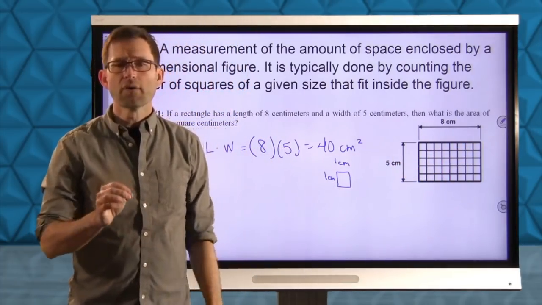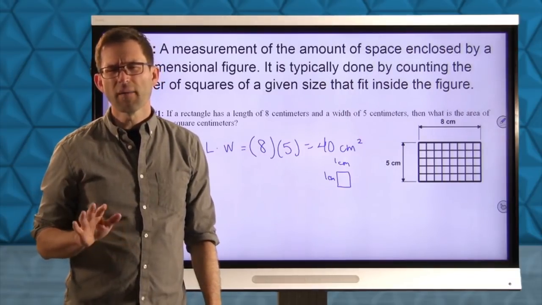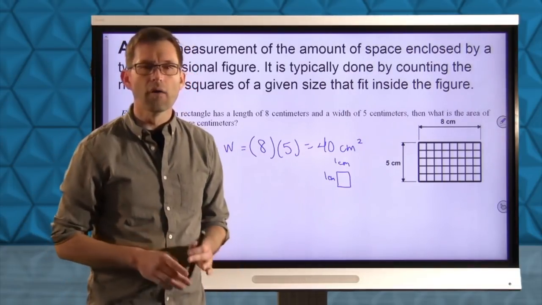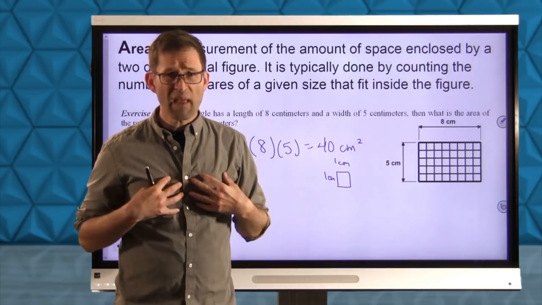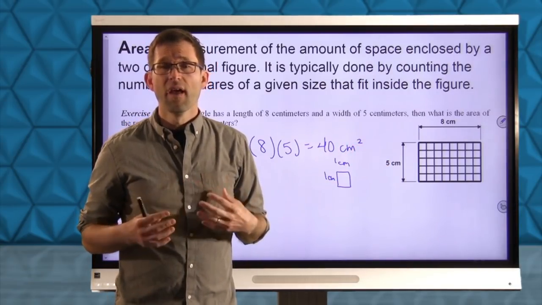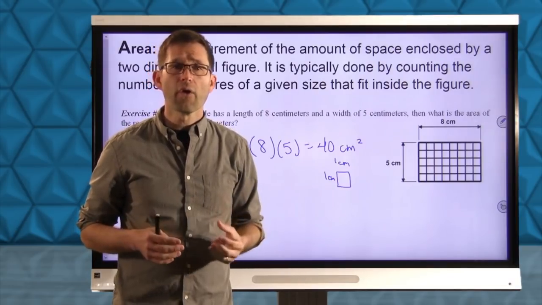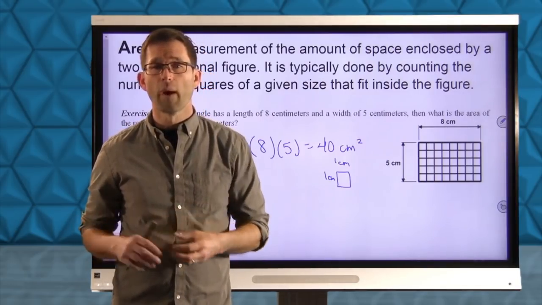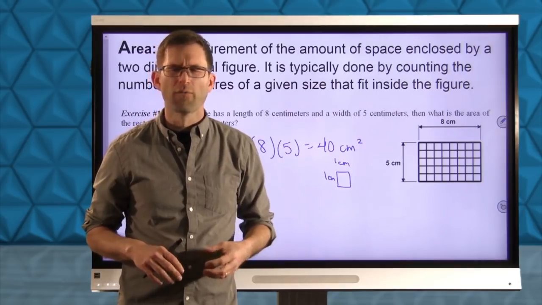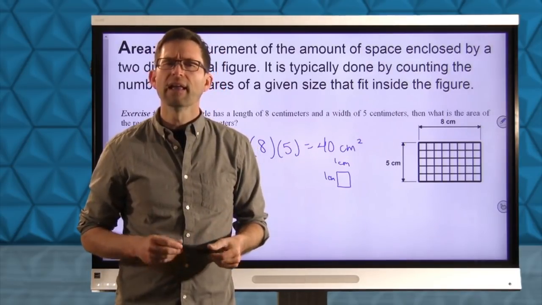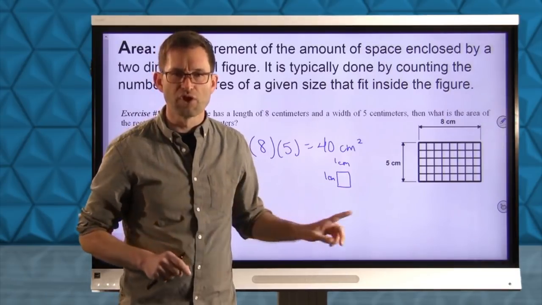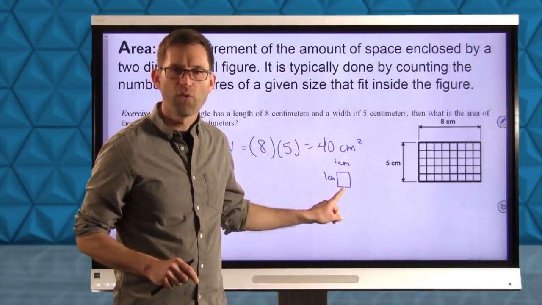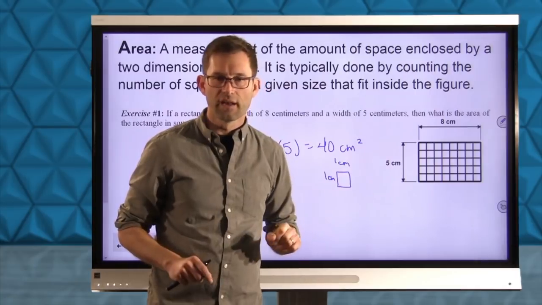It's important to understand that. I don't love this terminology, and I really dislike it, and I do it myself, when people say that the area is 4 centimeters squared, or 40 centimeters squared. It's 40 square centimeters. A square centimeter is an object. It's this thing, and there are 40 of these that fit inside of here.